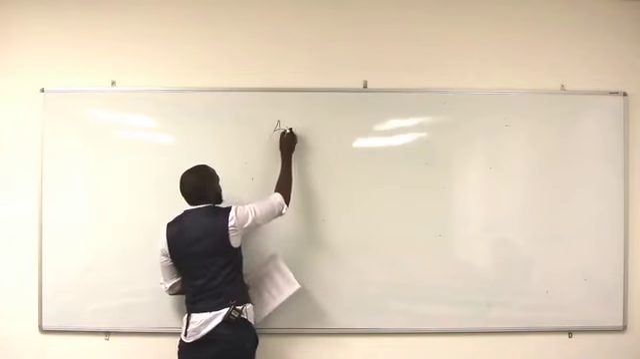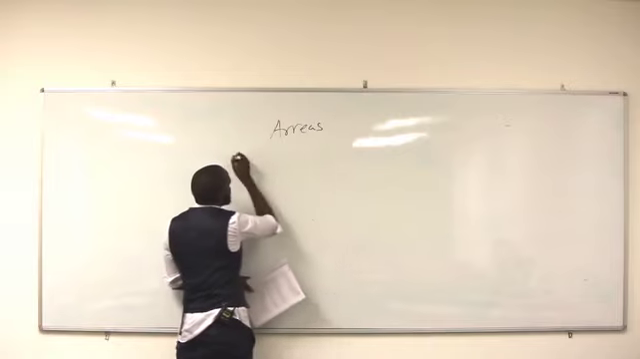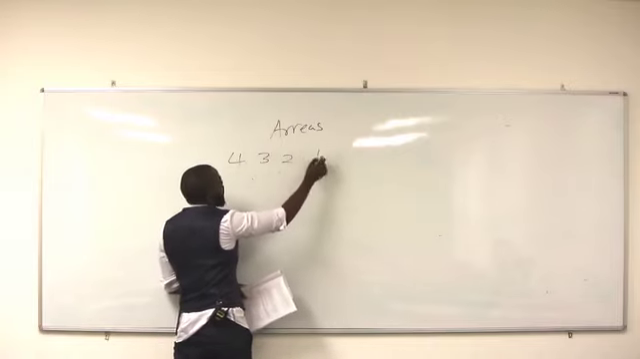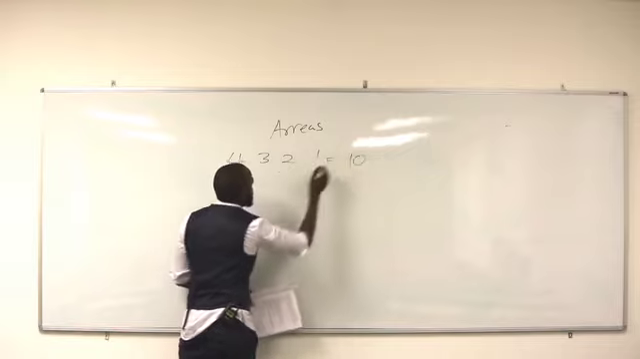Now if it's in arrears, we just say 4, 3, 2, 1. We add them together, we get 10.